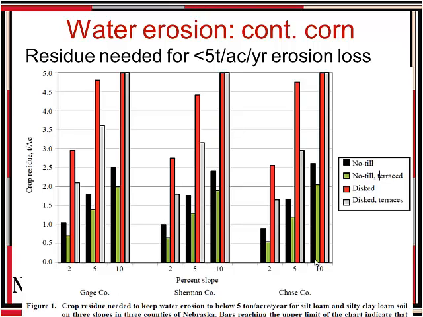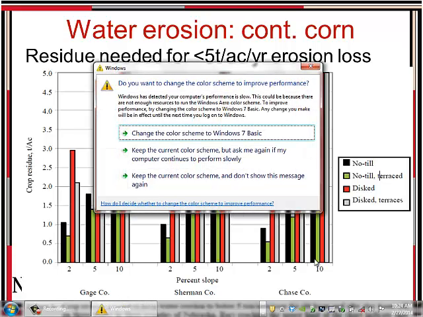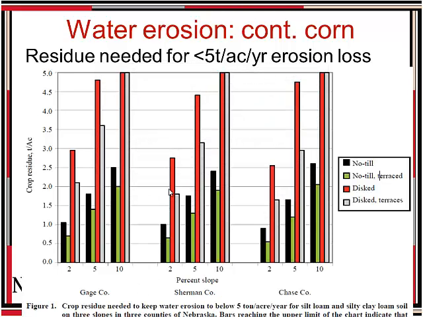What we see for some situations, we'll just concentrate here on Chase County, with 10% slope, if we're doing tillage, we don't want to remove anything, because we need at least 5 tons of residue out there every year to keep our erosion below 5 tons. If we're doing no-till, and especially no-till with terraces, then there would be opportunity to remove some. But we still want to leave like 2.5 tons here to give us adequate protection.